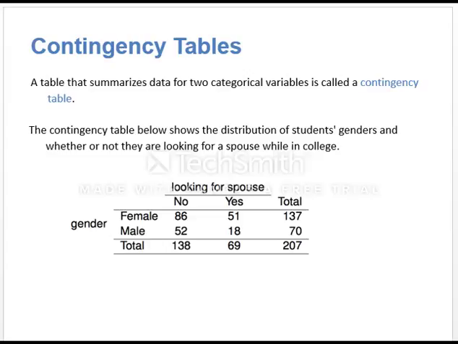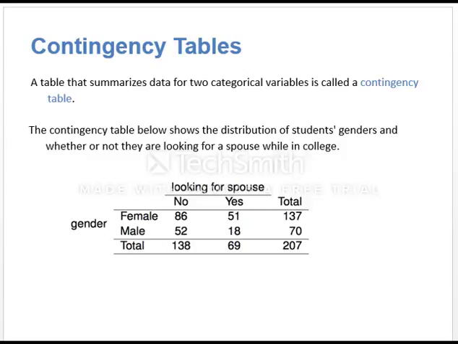So when we have 2 or more categorical variables, we'll often organize them in a contingency table, and a contingency table is just a way of visualizing the distribution of the data for 2 or more of these variables. So here we have 2 categorical variables, the gender of a person and whether or not they're looking for a spouse. And we can see, for example, that there are 86 females that are not looking for a spouse and 51 females that are looking for a spouse out of the total of 137 females.